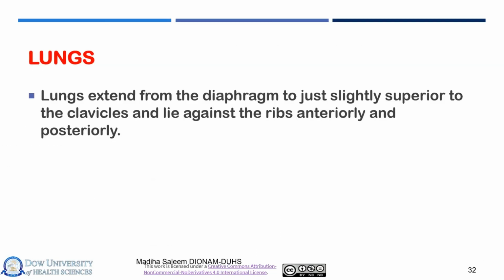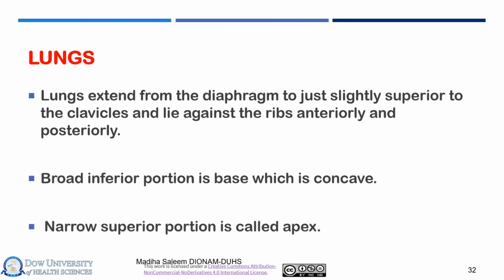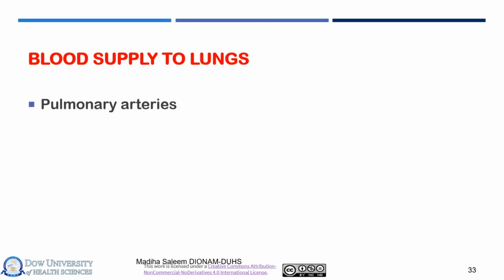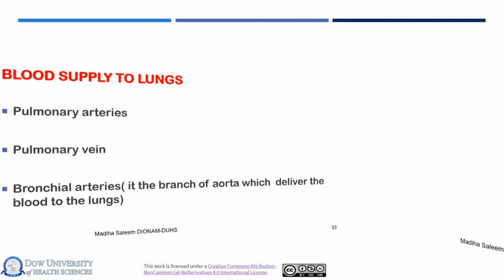Lungs extend from the diaphragm to just slightly superior to the clavicles and lie against the ribs anteriorly and posteriorly. The broad inferior portion is the base, which is concave, and the narrow superior portion is called the apex. Now we have the blood supply to the lungs: the pulmonary artery and pulmonary veins. The bronchial arteries, branches of the aorta, deliver blood to the lungs.